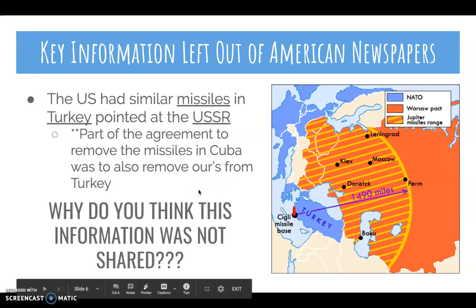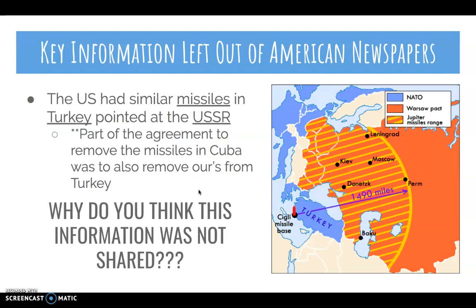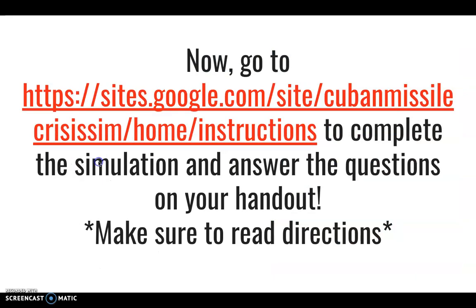So as you go through the simulation, and then towards the end of this activity, I want you to think about, why do you think this information was not shared with the American public? Why did JFK and his administration not want the people to know that we also had missiles in Turkey? Think about, what advantage did that give maybe the US? What maybe was JFK fearful of? So just think about those things as you are moving through the simulation.